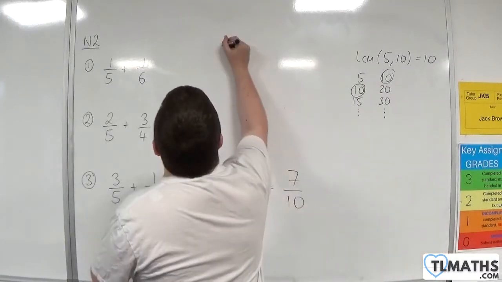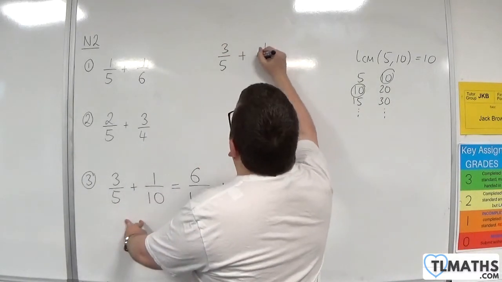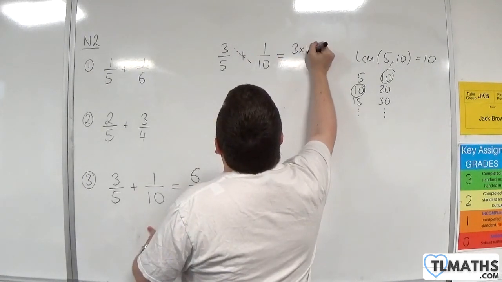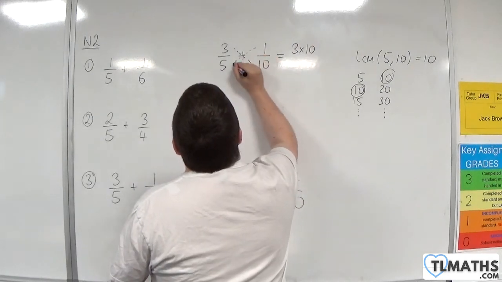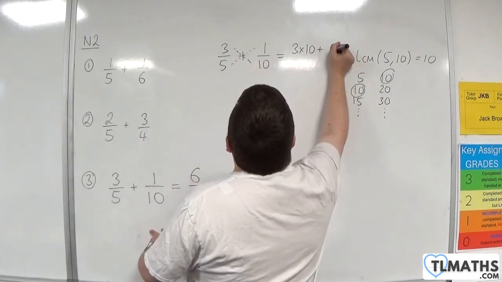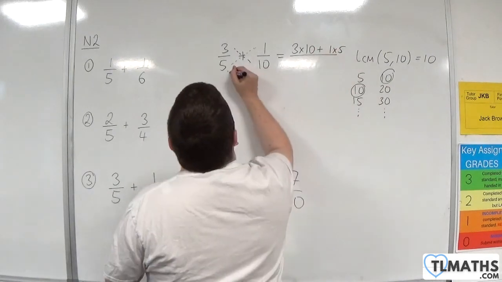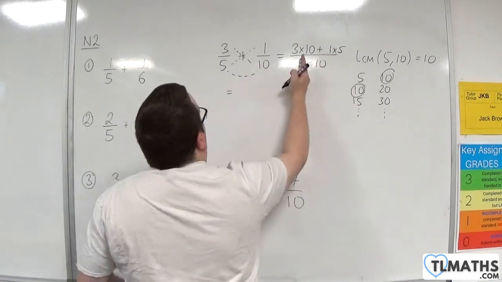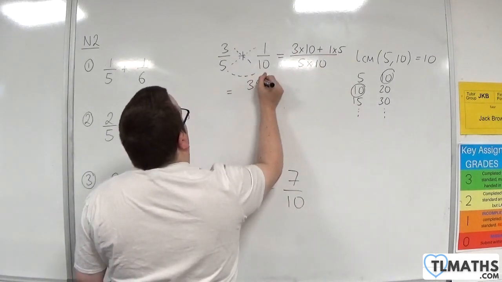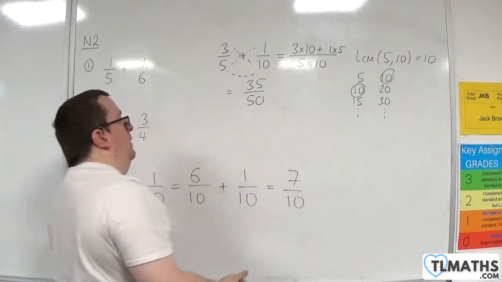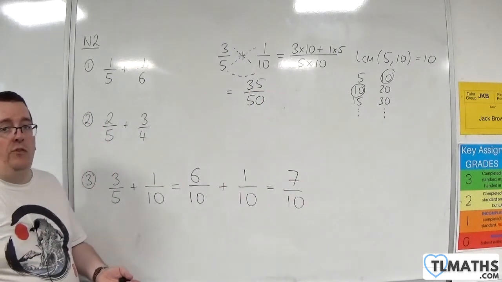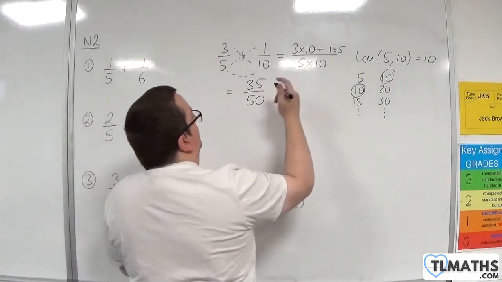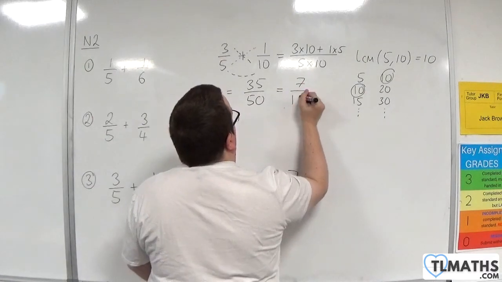or we could do cross multiplication, 3/5 plus 1/10. So we multiply the leading diagonal first, 3 times 10, then add the other diagonal, 1 times 5, over the product of the denominators, 5 times 10. So we get 35 over 50. Okay, and so then we need to simplify that down. Both the numerator and denominator can be divided by 5, and that gets us 7 over 10.